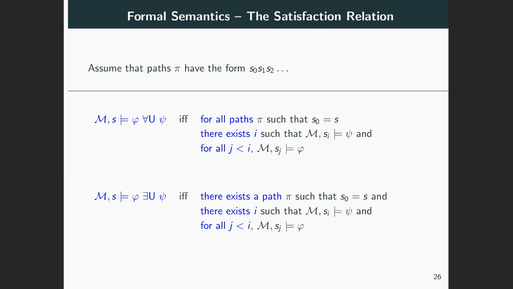And the there exists until variation wants the same until behavior to happen, not for all paths, but for at least one path starting from the current state. This concludes the recursive definition of the formal semantics for CTL formulas.